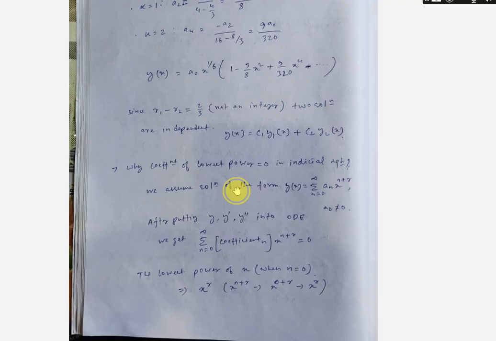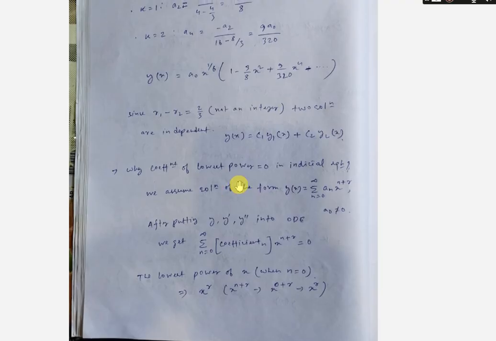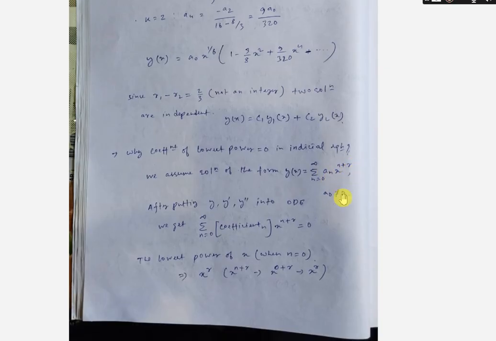And the first question was, why is the coefficient of the lowest power equal to 0 in the indicial equation? Why do we do that? Well, we assume the solution of the form y is equal to summation n from 0 to infinity a_n x to the power n plus r, right? And where a_0 is not 0, the first coefficient is not 0. After putting y double dash into the differential equation, we will get this coefficient and x to the power n plus r, something equal to 0.